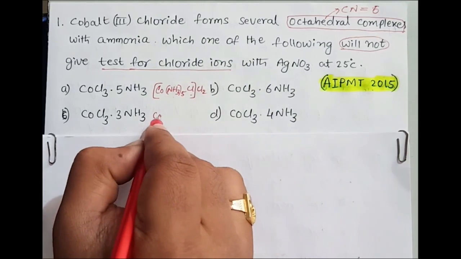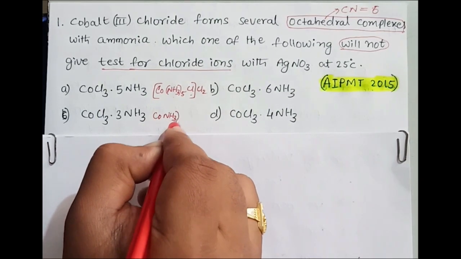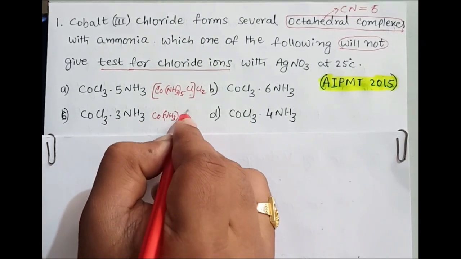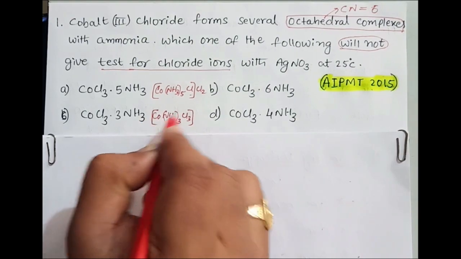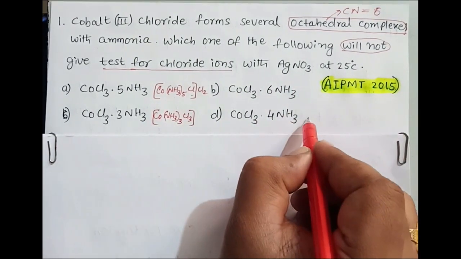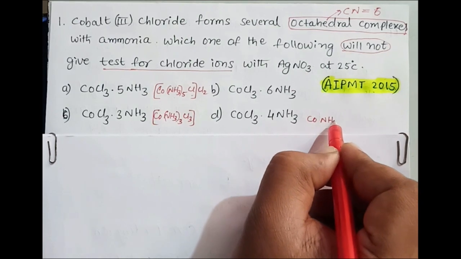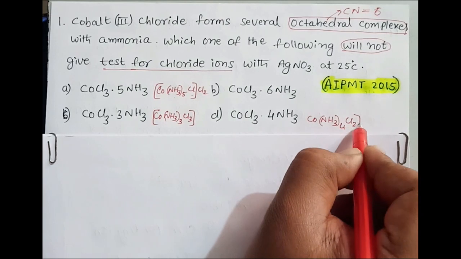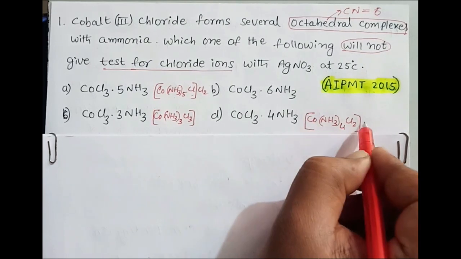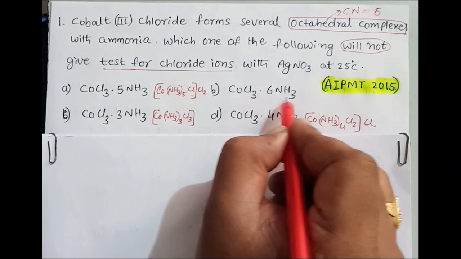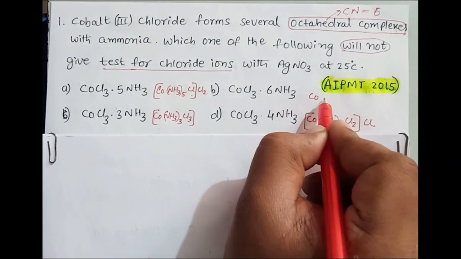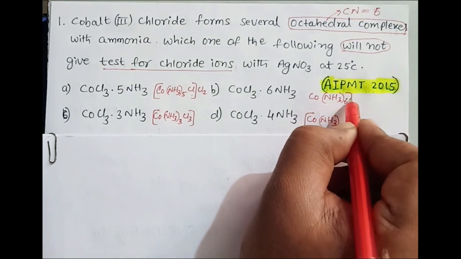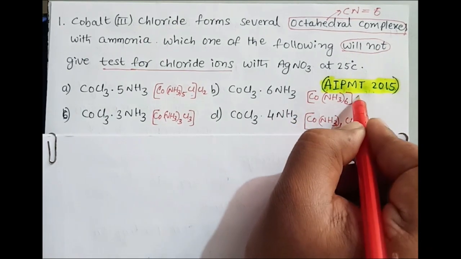Here how can we write it? Co with NH3, how many ammonia are here? 3 ammonia, and 3 chlorines will be present inside the bracket, so that the coordination number will be 6. And here 4 ammonia are there, so 4 ammonia will be inside the bracket, and 2 chloride ions will be inside, and 1 chloride ion will be outside. And in this one 6 ammonia are given, which means 6 ammonia are inside the bracket, and the remaining 3 chloride ions are outside the bracket.